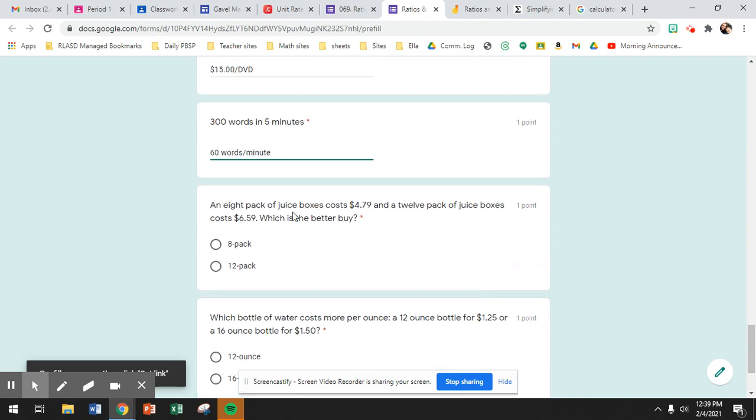All right. We have 2 left. So this is where we're using our unit rates to compare. And this is the point of it in real life. When you go to the grocery store or you spend any kind of money, that is yours. So an 8-pack of juice boxes costs $4.79. A 12-pack costs $6.59. What is the better buy? Well, we have to find out how much each one costs.